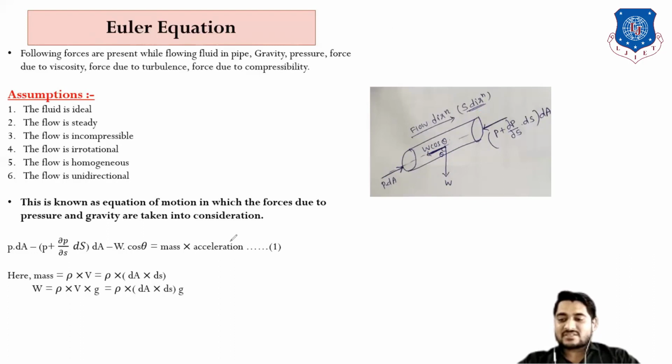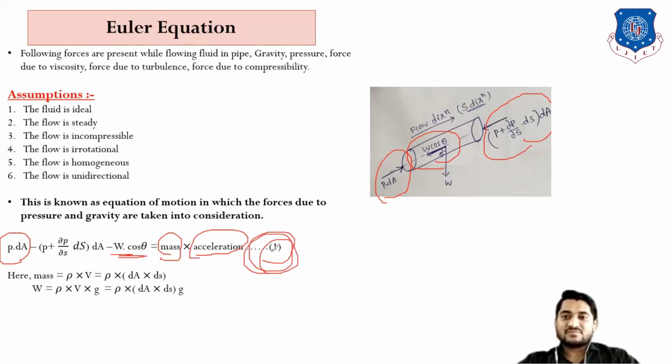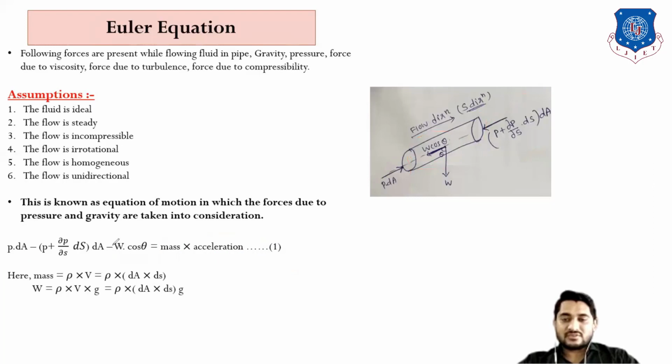So let us balance the S direction forces first of all. We take right hand side forces as plus. So P into dA. This force is on the left hand side, so minus P plus del P by del S ds into dA, and W cos theta is also on the left hand side, so minus W cos theta is equal to force, which is mass into acceleration, right? So guys, this is our equation number 1. We will find various values of this equation and solve it.